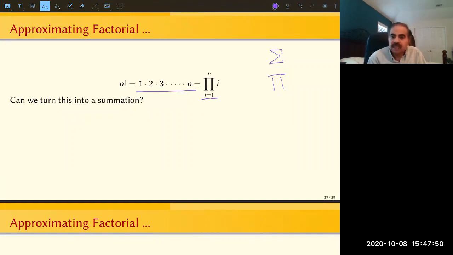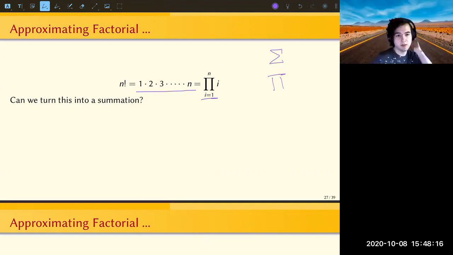But there is a simple way to turn multiplication into an addition, right? So can you tell me how this can be done? How can we convert a multiplication into an addition? If you apply some function, multiplication turns into addition. What is that function? Greg? Add n times.